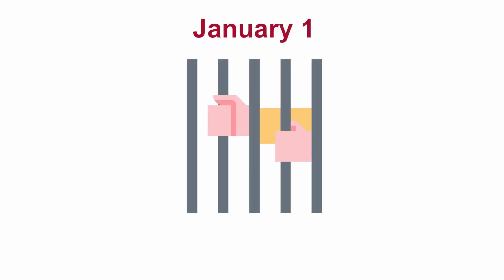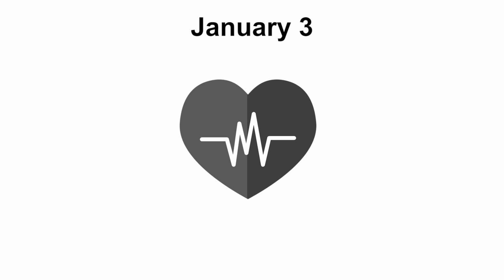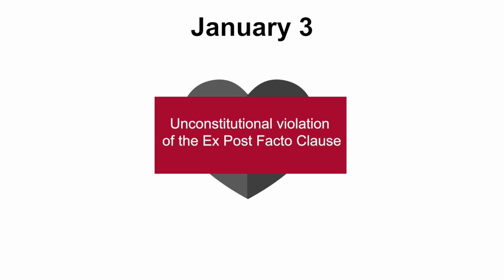Here's another example. Katie commits murder, an offense punishable by life imprisonment, on January 1. On January 2, the legislature decides to pass a statute allowing the death penalty for the offense of murder. On January 3, Katie is sentenced to death for her January 1 conduct. On these facts, Katie's sentence would be an unconstitutional violation of the ex post facto clause. Okay, so that's one way the legality principle places constitutional limits on retroactive lawmaking by legislatures.